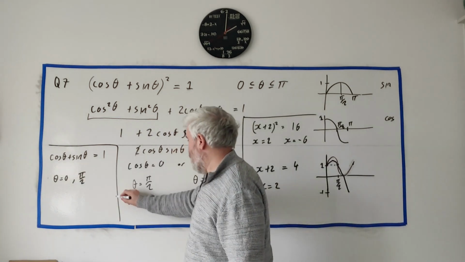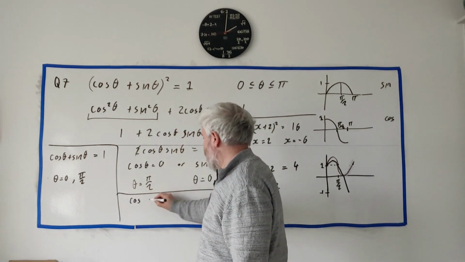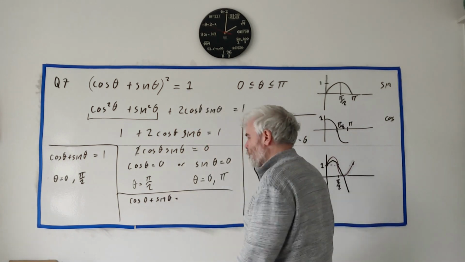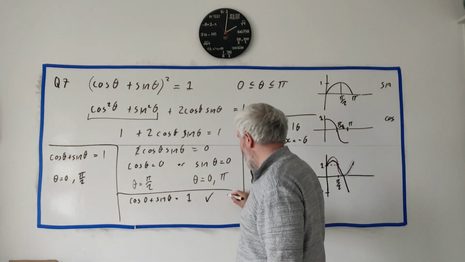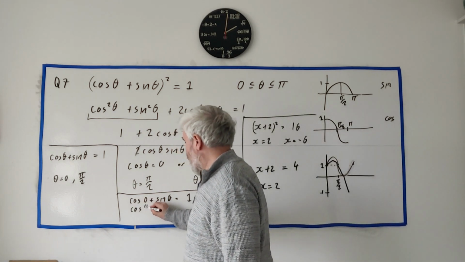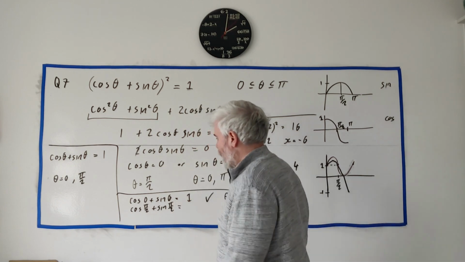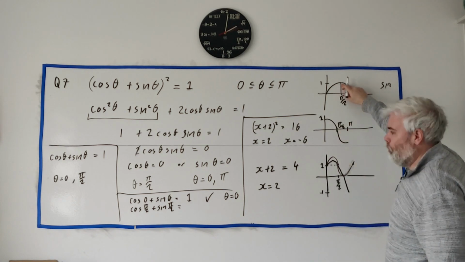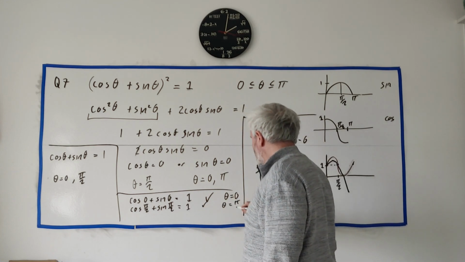So what the examiner wants to see is they want you to write this again, cosine, and check some of the answers. Cosine 0 plus sine 0 is equal to 1 plus 0 equal to 1. Correct. 0 is an answer. And they want you to do this 3 times. Cosine pi over 2 plus sine pi over 2. Let's see, cosine pi over 2 is 0. Sine pi over 2 is 1. They add together to get 1. Correct. Theta is pi over 2.